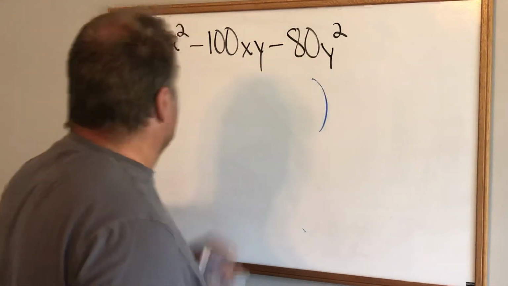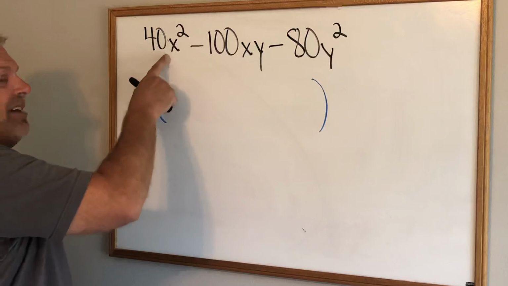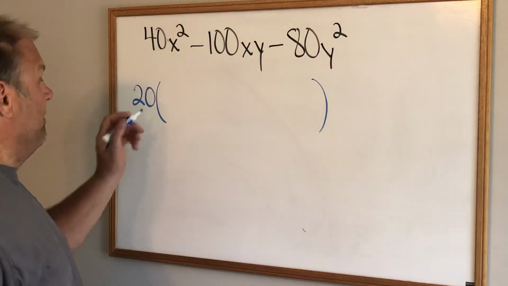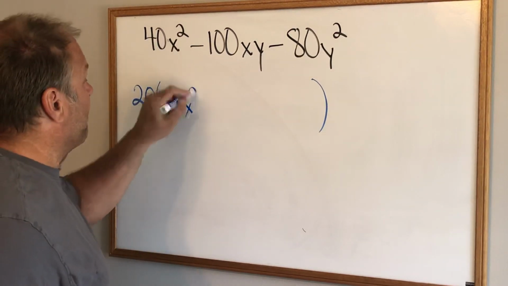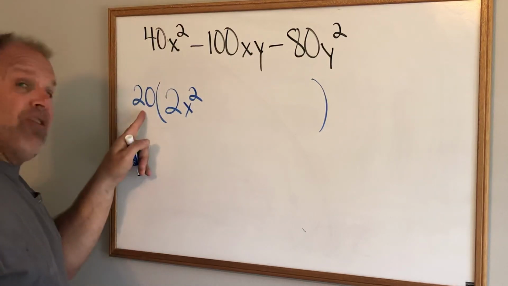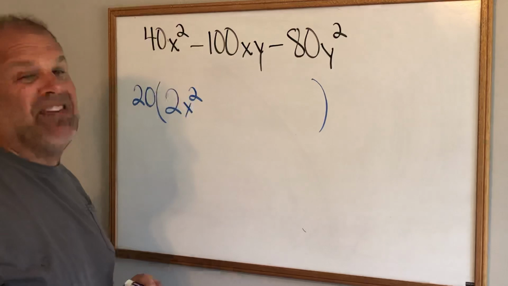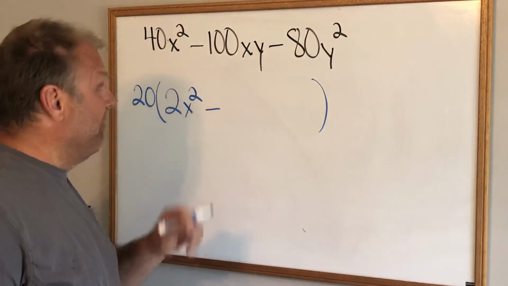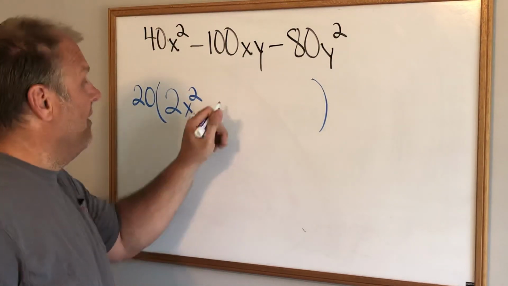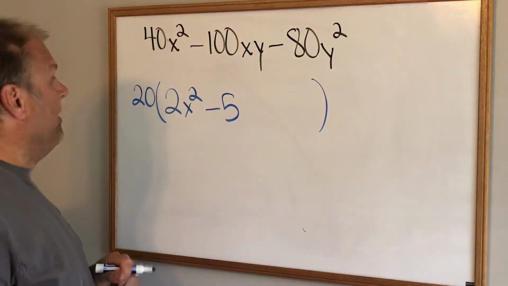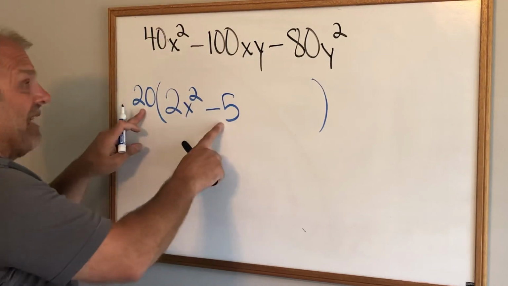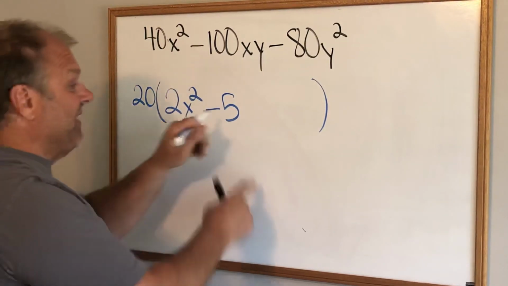So, here we go. What do I need to multiply 20 by to get 40x squared? Well, a 2 and an x squared. What do I need to multiply 20 by to get a negative 100xy? Well, 20 times what gets you negative 100? A negative, so 20 times what gets you 100? 5. And so 20 times negative 5 is a negative 100. I still need an x and a y.